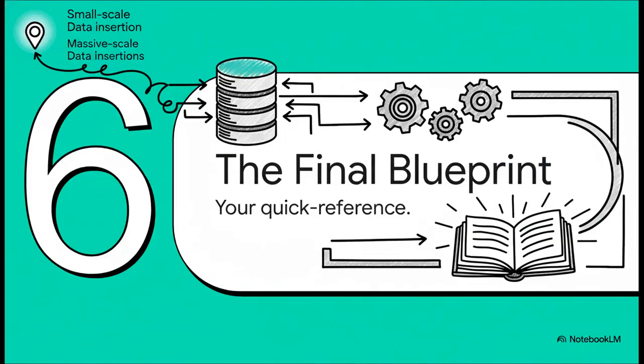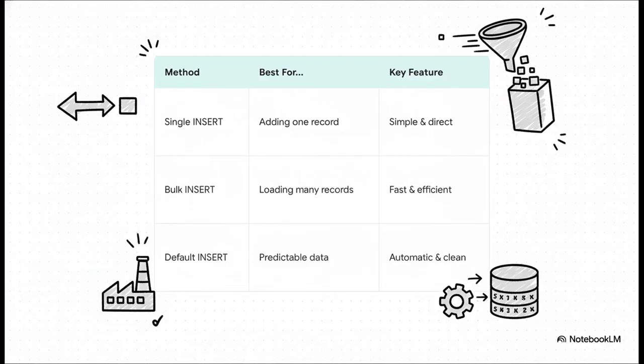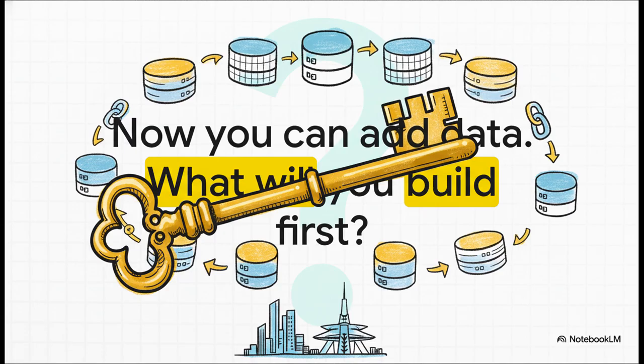Whew, we have covered a lot of ground, from our very first single entry all the way to these massive, large-scale operations. So let's bring it all together with a final summary to really lock in these concepts. Here it is, your cheat sheet. Use a single insert for those simple, one-off additions. Switch to a bulk insert when you need speed and efficiency to load a ton of data. And you want to leverage a default insert to write cleaner code and let the database handle all those predictable values for you.